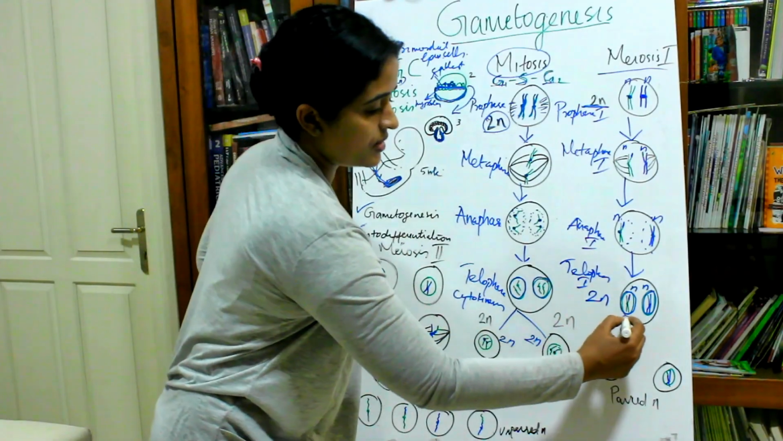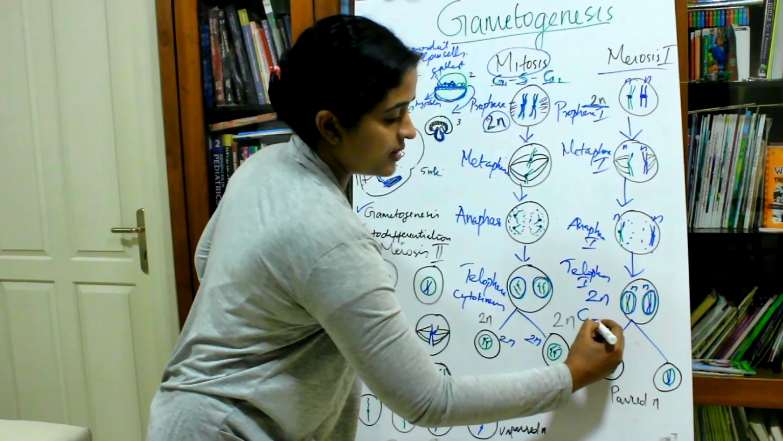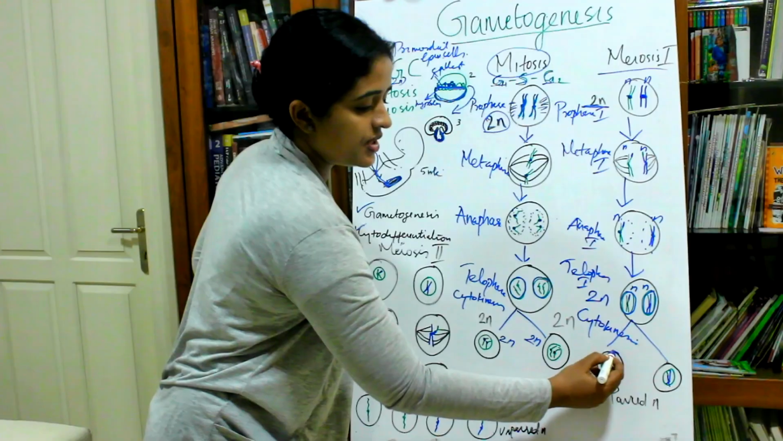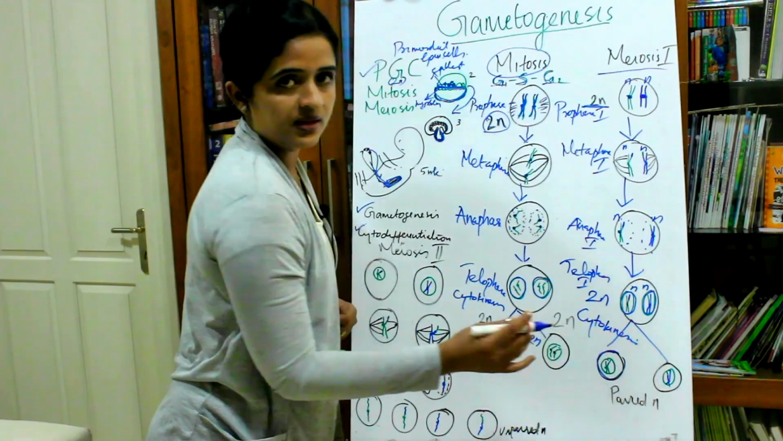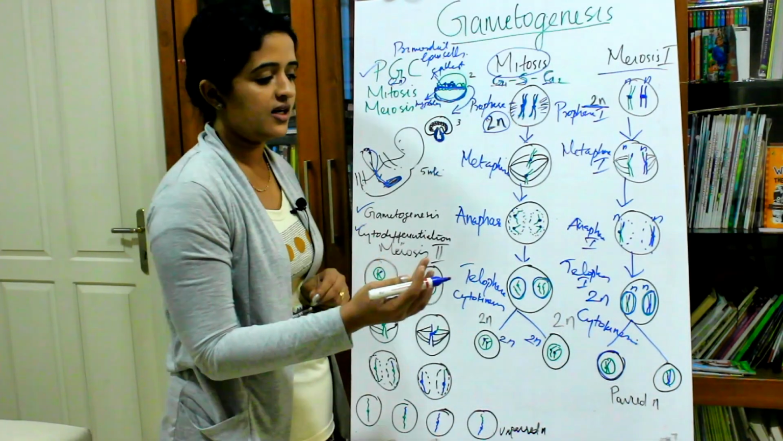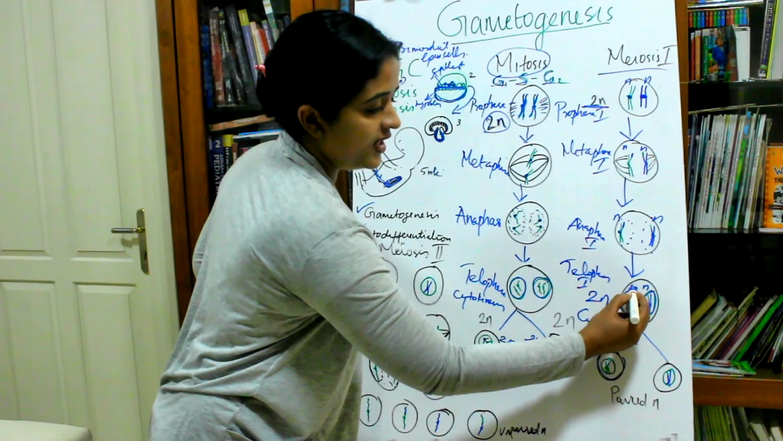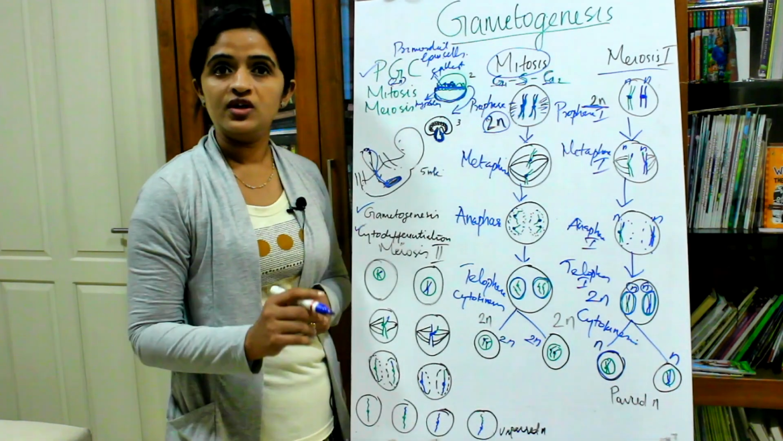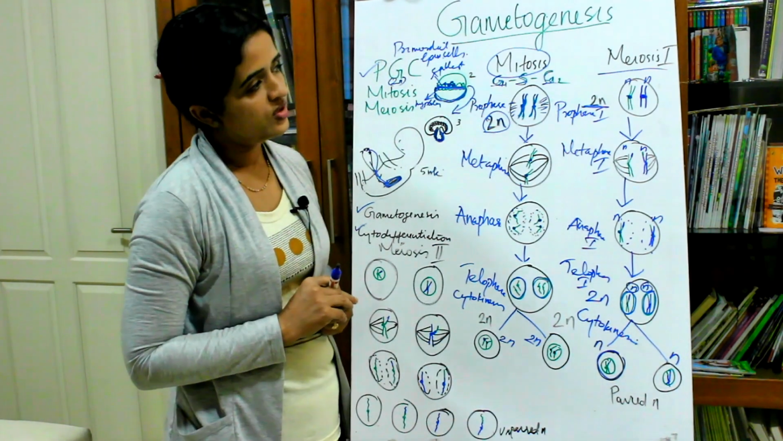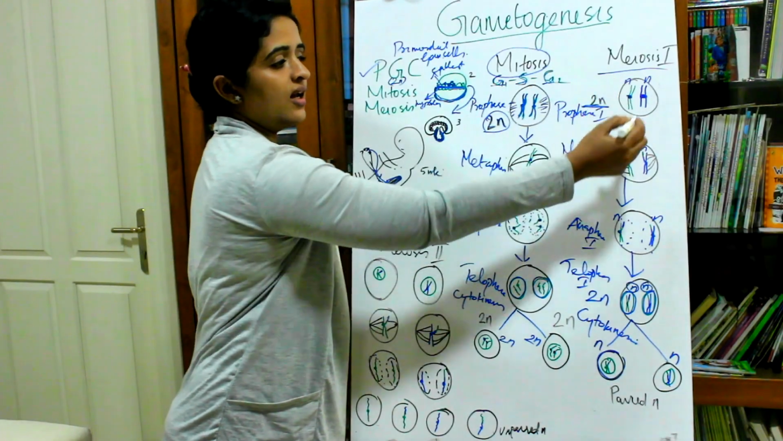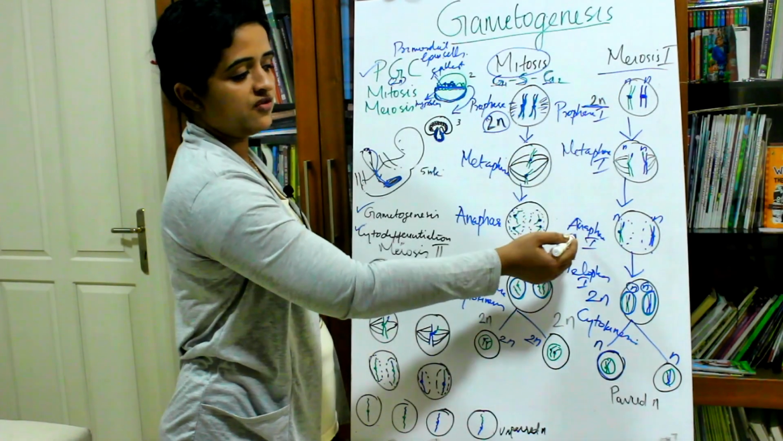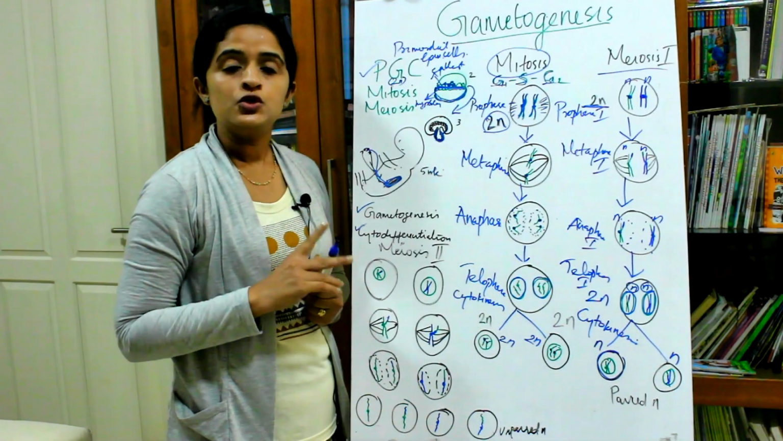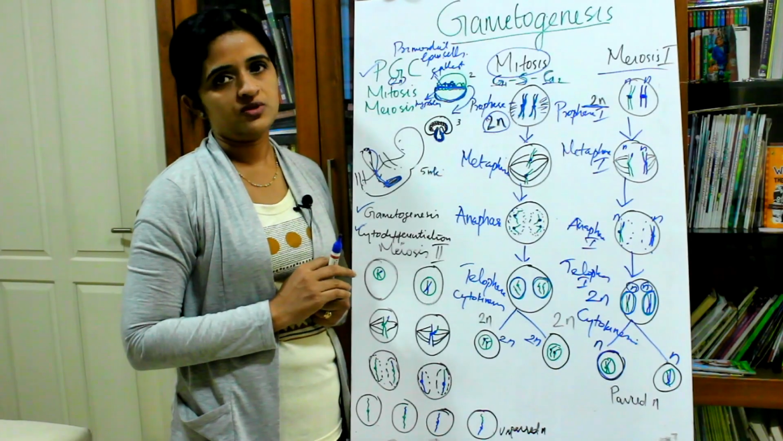After that, during cytokinesis, what happens is each cell will be dividing and moving apart, and they will be having only a single set of chromosomes. That is, they will be having only N number of chromosomes. So what has happened? We started with 2N. After prophase, metaphase, anaphase and telophase, what you have is 2 cells with N number of chromosomes.